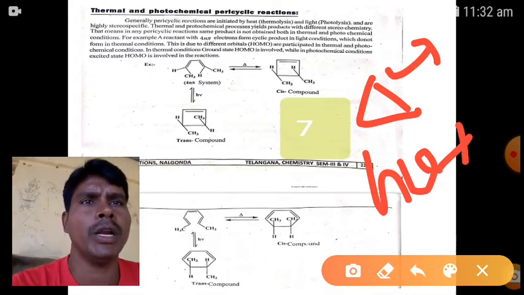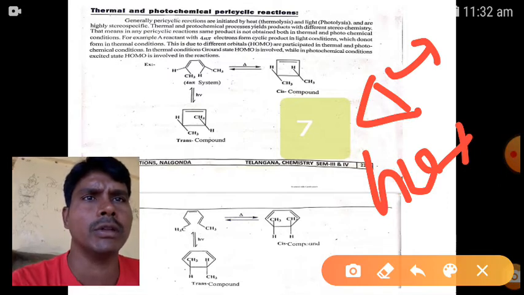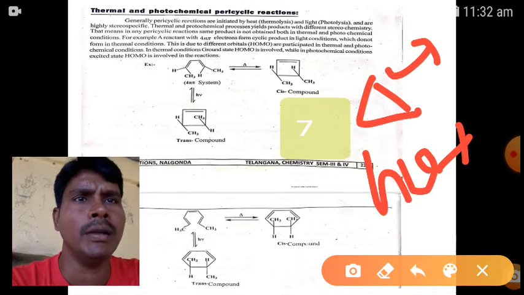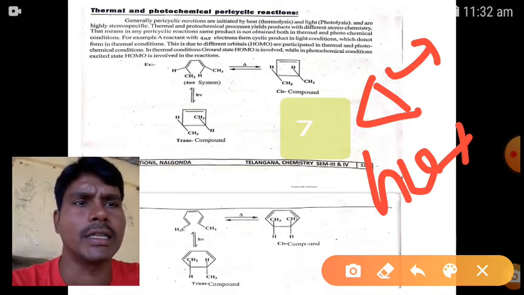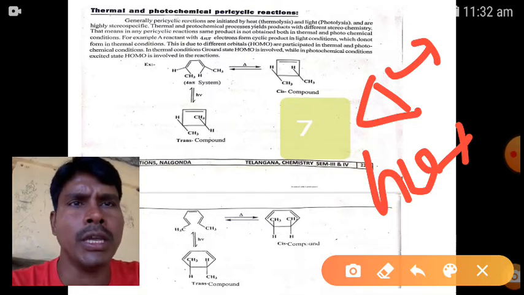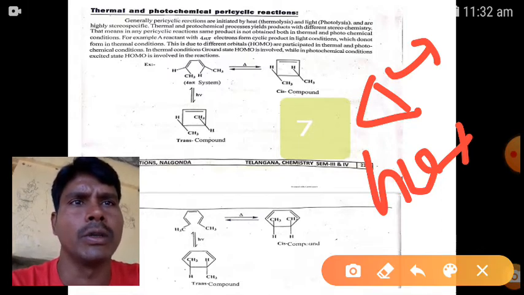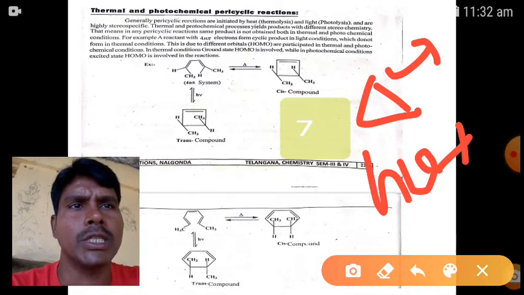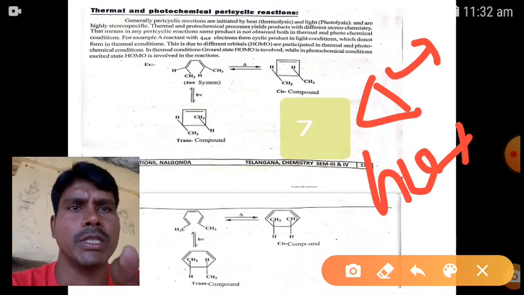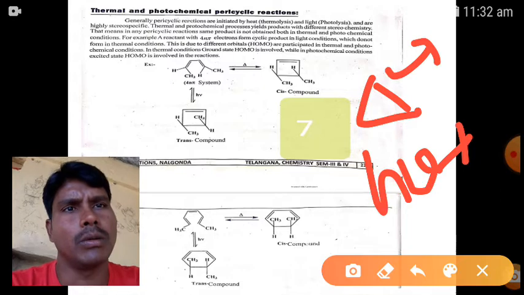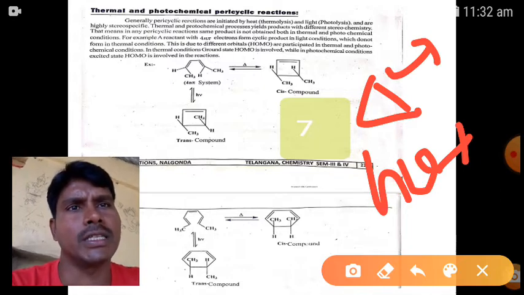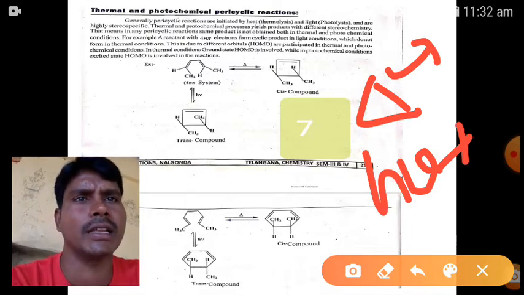So here, a 4n pi system, 1,3-diene, a substituted 1,3-diene. In the 4n pi system under thermal condition, the cis product will form. In the same reactant, when the condition is different, under photolytic condition we get the trans product. Here cis stereospecificity, here trans stereospecificity. Those are different products in different conditions. That is the stereospecificity of pericyclic reactions.